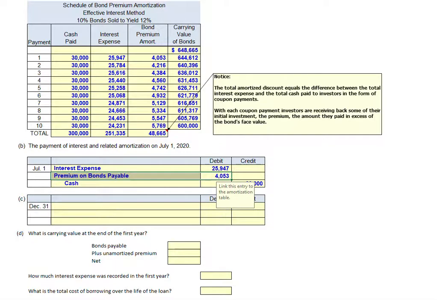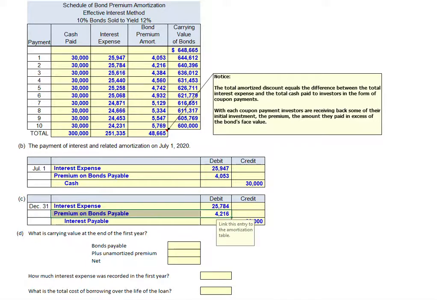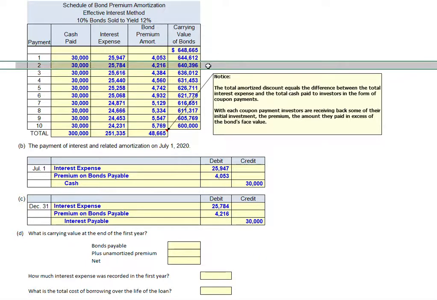$4,053. On December 31st, once again, we technically don't need to send investors cash, but we owe them a coupon payment. We're going to record interest payable of $30,000. We've got interest expense of $25,784. And again, that's for the period July 1 through December 31st. We're accruing our interest expense, and we will, again, debit the premium on bonds payable for the difference of $4,216.